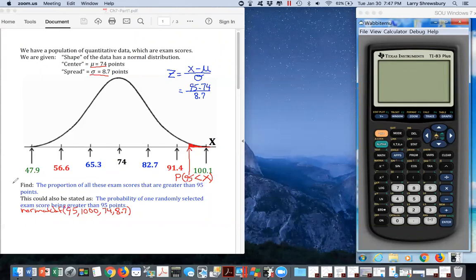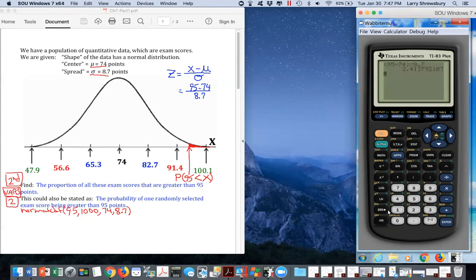All right, now on your calculator, how you get this, you're going to press the second key, and then you'll press the vars key. So that's what I'm going to be doing next. Oh, and then after you do that, you'll choose choice number 2. So let's do that and enter this in.